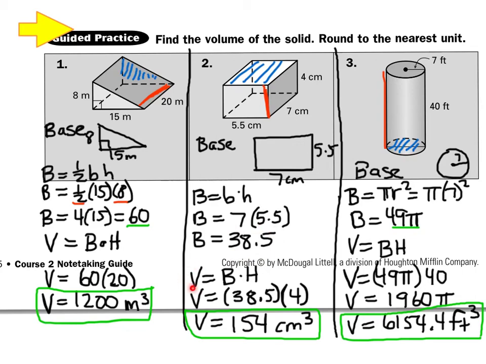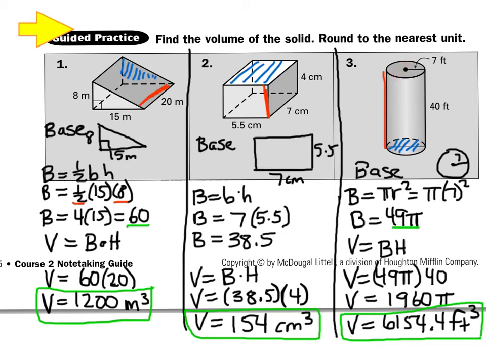And now I use the formula. Volume equals the area of the base times the height. How far apart the bases are, and they are 4 centimeters apart. So that's 38.5 times 4, which is 154 centimeters to the third power. Volume is always units to the third power. Take a look at number 3.